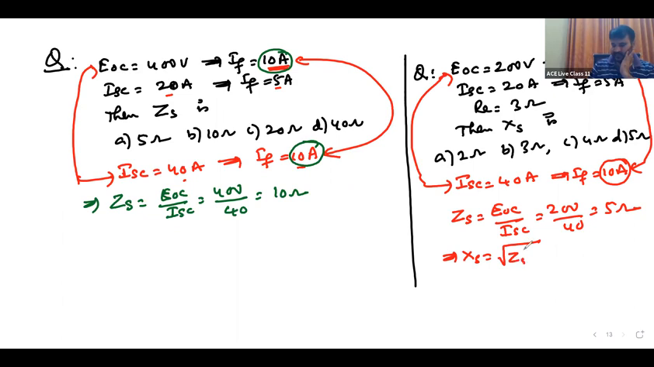ZS is 5 ohms, so what is XS? XS is equal to the square root of ZS square minus RA square, that is 5 square minus 3 square. It is 4. XS is 4 ohms is the answer. So these are the simple questions.